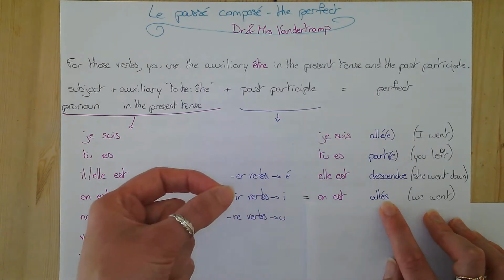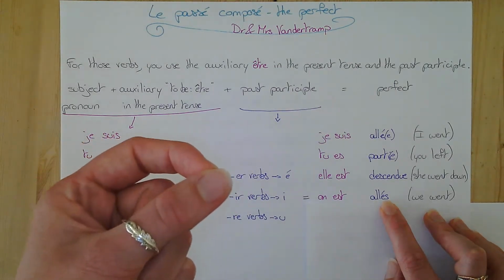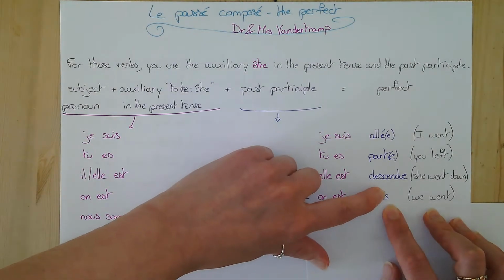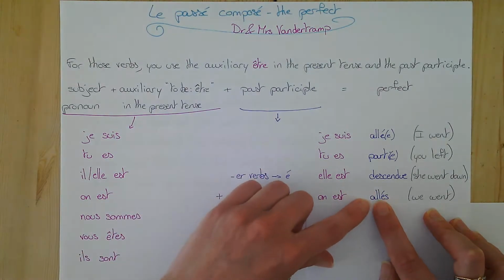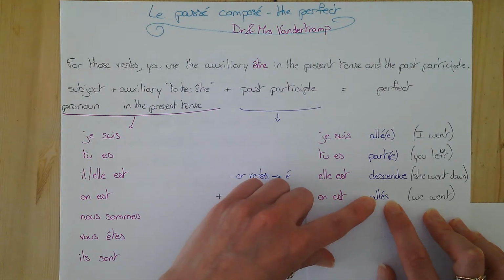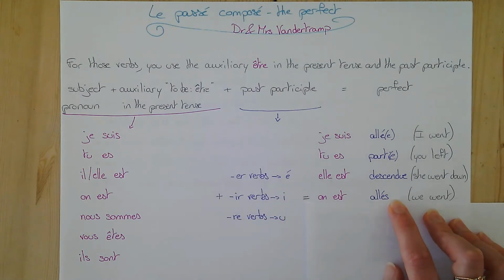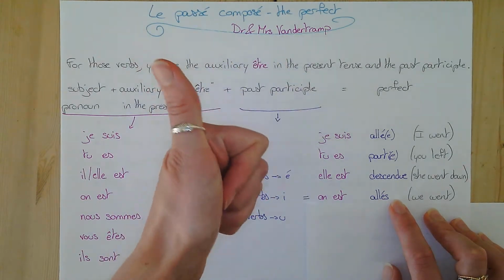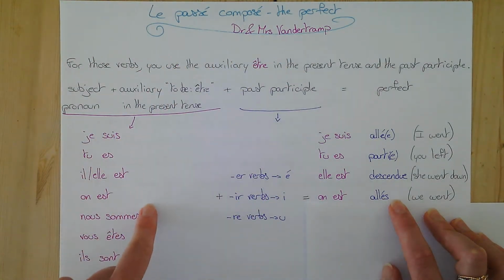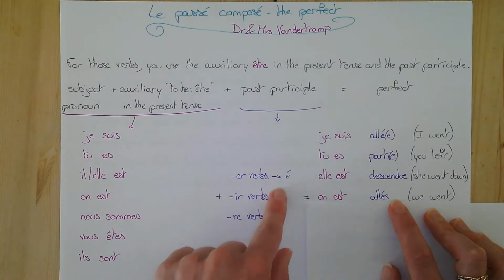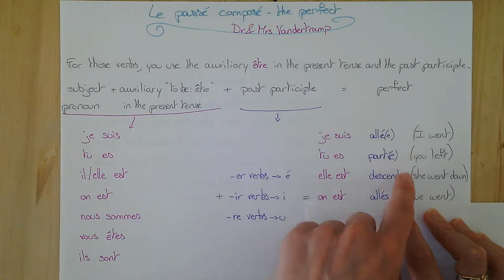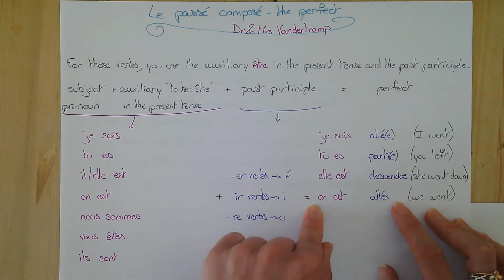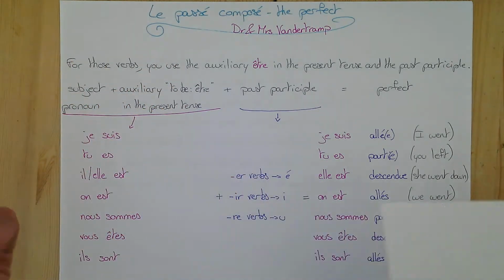And even better or worse, I don't know, even if you're talking about a group of girls only, you will even have to put an E before the S. So it will give allées, A, double L, E accent, E for the feminine, and S for the plural. So bear in mind that, once again, for the Vandertramp, first, you don't use avoir like for regular verbs, and second, you need to agree the past participle with the subject pronoun, depending if it's masculine, feminine, or plural.